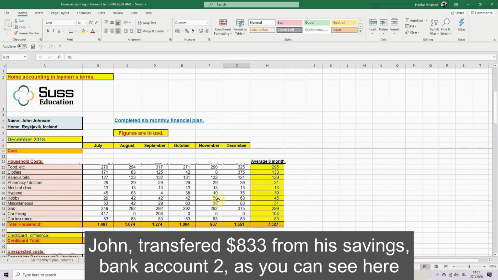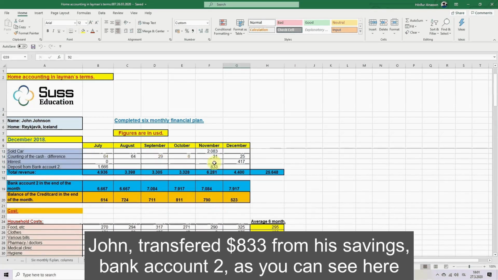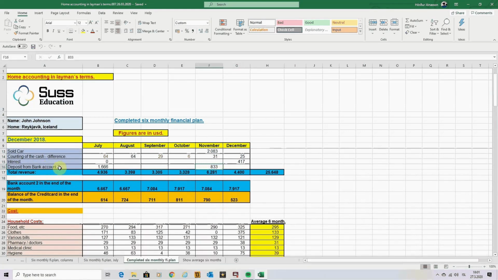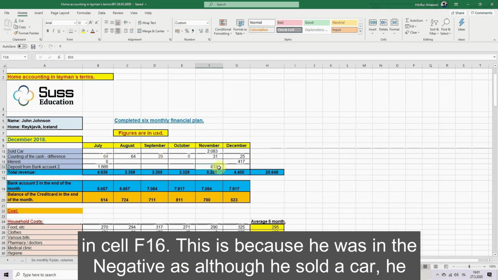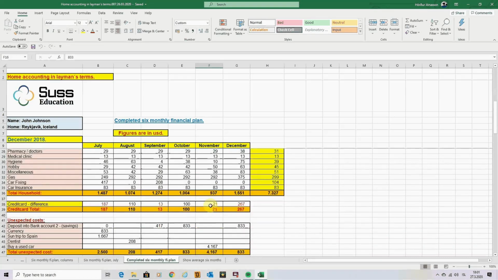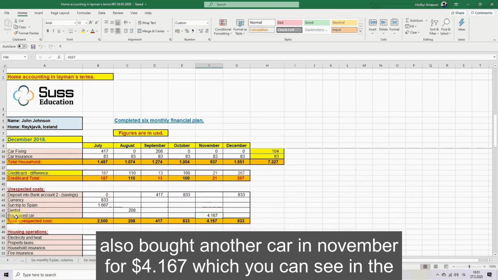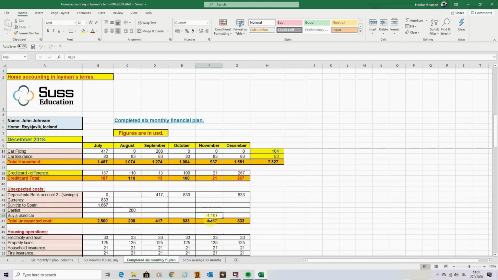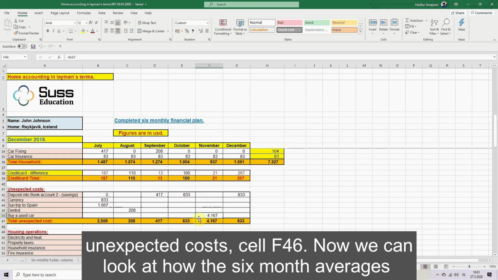In November, John transferred $833 from his savings bank account 2, as you can see here in cell F16. This is because he was in the negative, as although he sold a car, he also bought another car in November for $4,167, which you can see in the unexpected costs, cell F46.